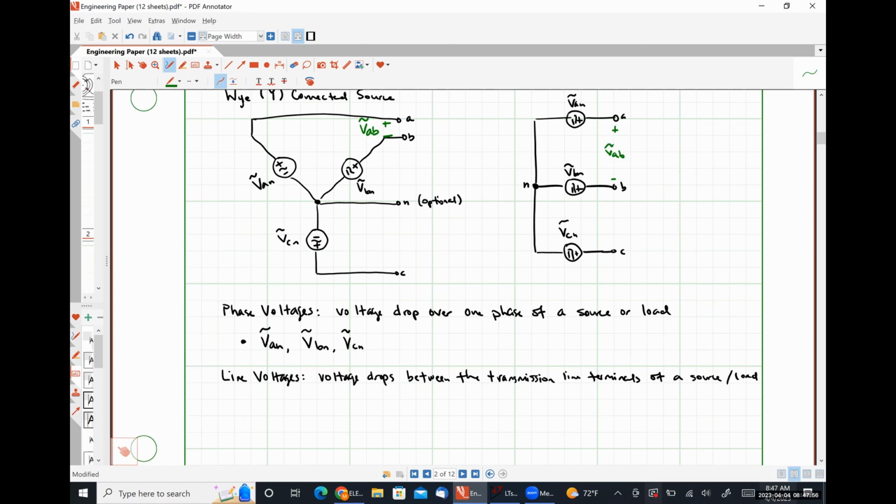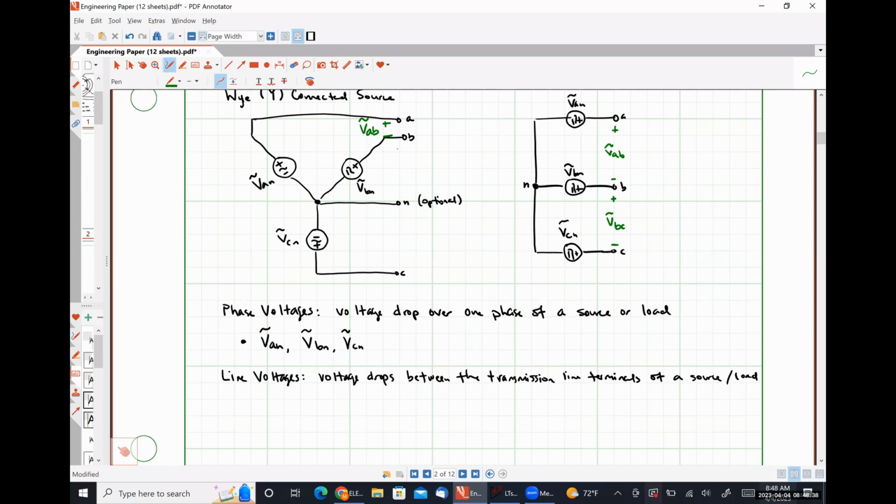Okay. So there is a fundamental difference between the concept of a phase voltage and a line voltage, right? A phase voltage is the voltage drop over one phase of the source or load, and a line voltage is measured between the transmission line terminals, okay? Two different things. I want to be really, really clear about that, because when we talk about delta in a moment, it's going to get even more confusing than it is right now, all right?